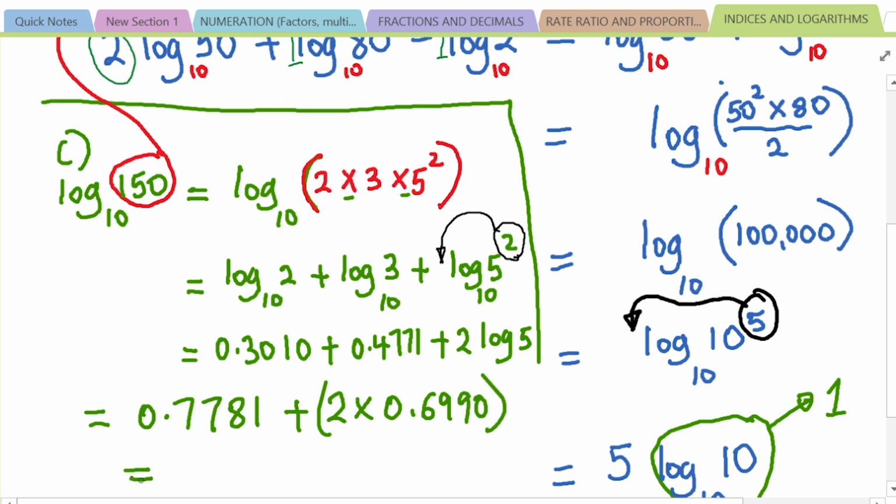And so our answer here will be, so the answer for part C is 2.1761.